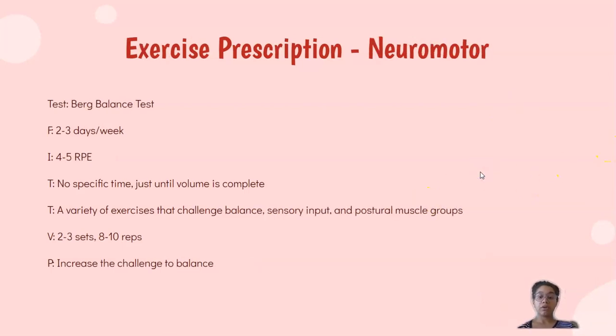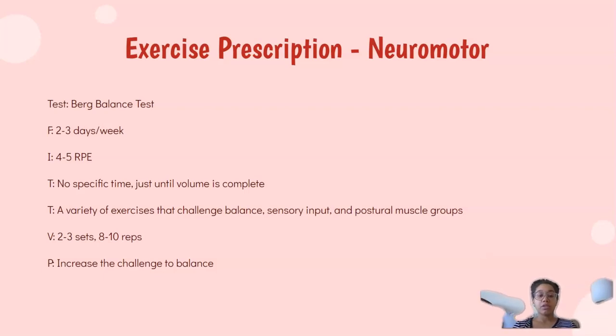And for neuromotor, which is just combining flexibility, agility, and balance, I chose the Berg balance test because it's the most appropriate for older adults. For frequency, I chose 2 to 3 days per week, with the intensity being 4 to 5 RPE. Time is unspecific. Type is any variety of exercises that challenge his balance, his sensory input, which will also challenge balance, and his postural muscle groups.